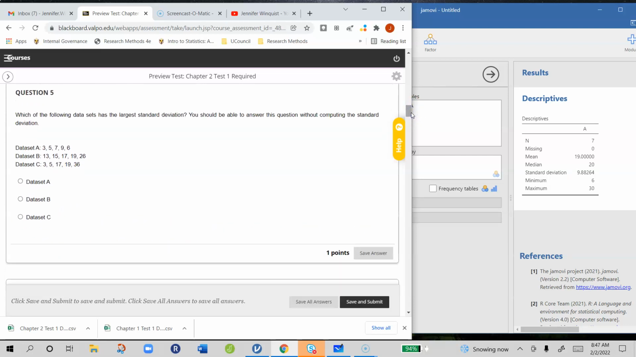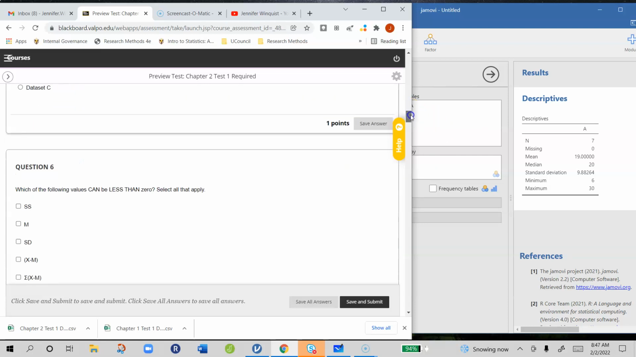For number 5, we're asking you which data set has the largest standard deviation. And you don't need to do any computations here. You just need to look at the data and how spread out they are. So data set A scores range between basically 3 and 9, which is a range of 6, right? For data set B, scores range between 13 and 26, which is a range of about 13. And data set C, scores go from 3 to 36. Right? So there's clearly way more variability in data set C than there is in the other two data sets. So data set C would have the largest standard deviation.